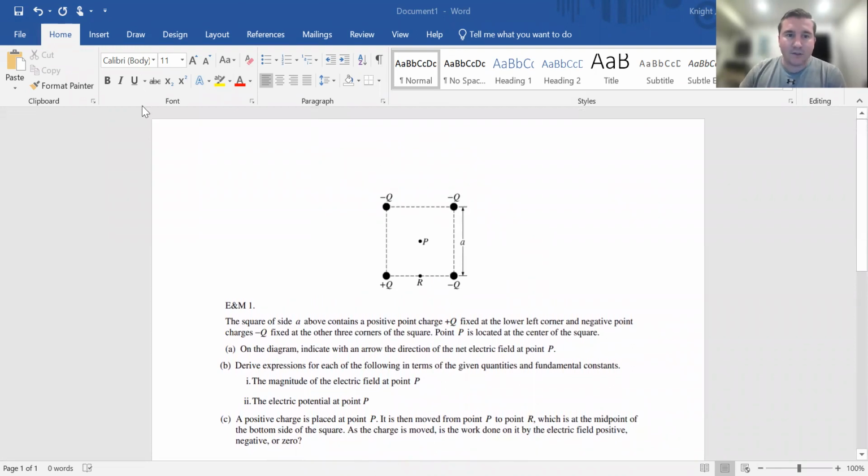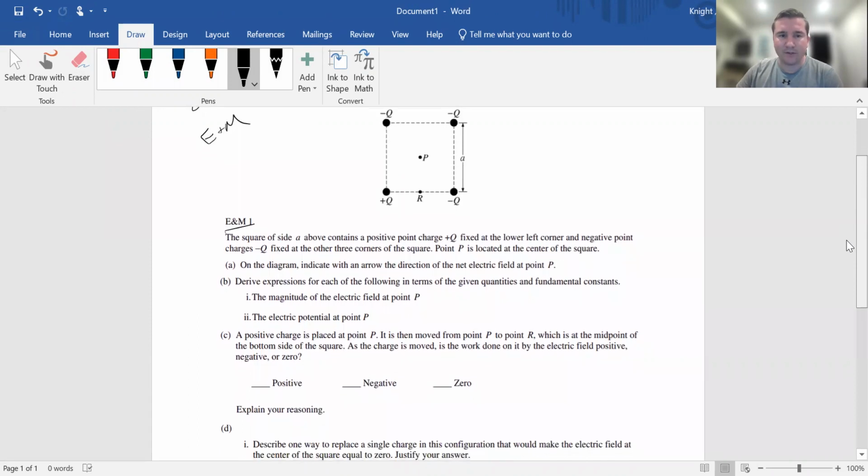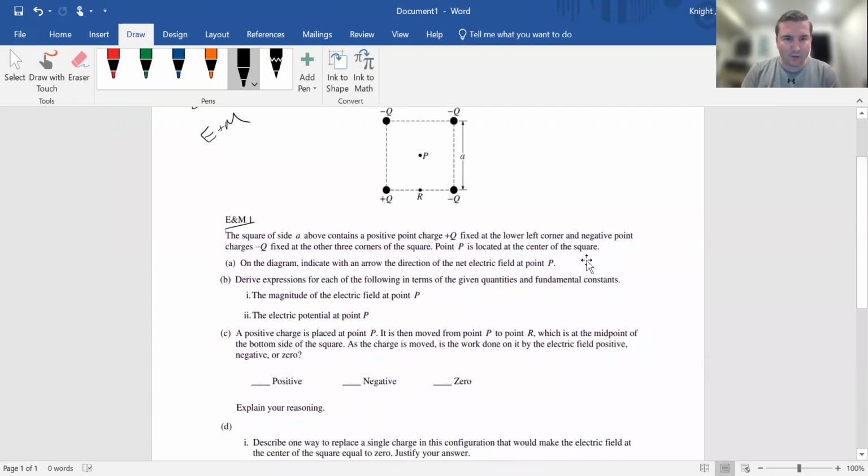This is Tuesday night, just doing my physics homework. 2006 E&M. You can see it's number one right there. And I think we did this problem as a test question already. So we've probably seen this before, but let's go through it.